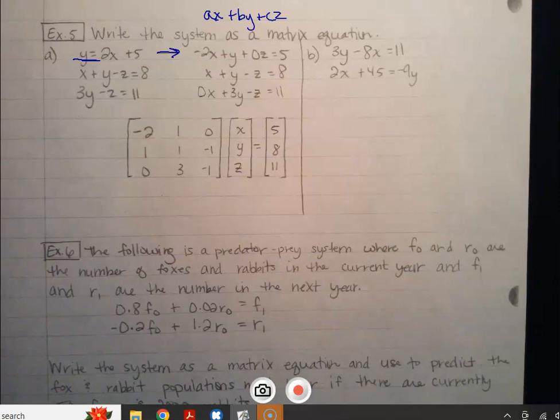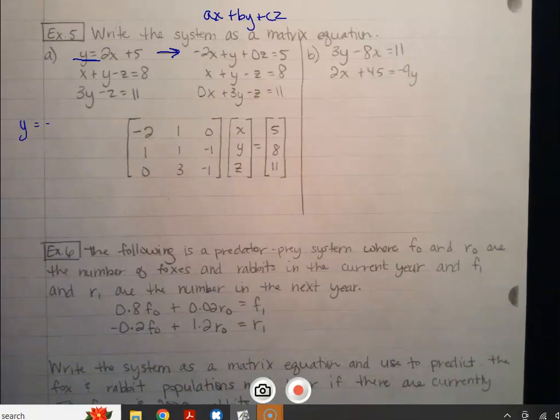Because you're right, in standard form, we're not supposed to have the negative. In this case, we don't care because we're not solving it. We just need it to have x, y, and z. Yeah, we just need it to have x, y, and z. So how do you change it?